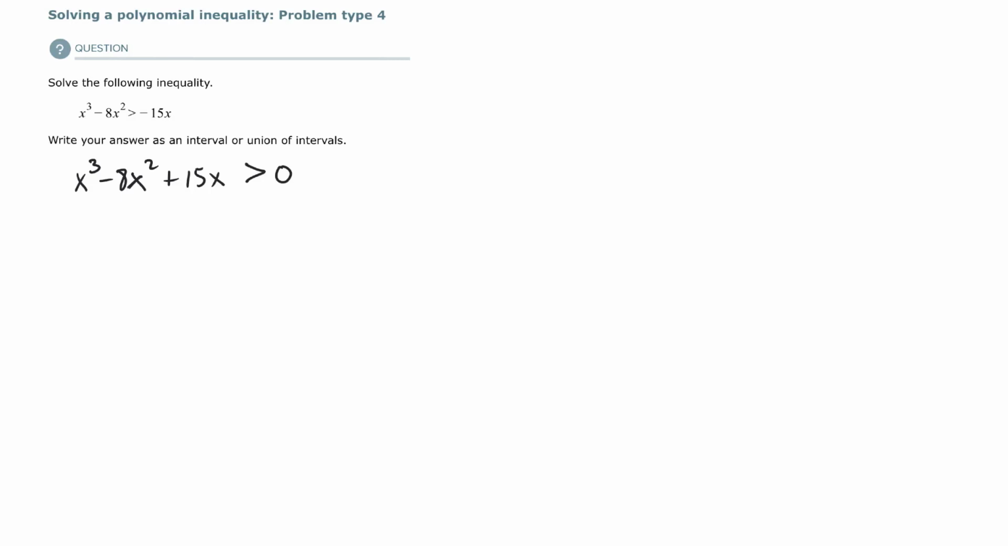Now, instinctively, you'll probably take out the greatest common factor. So x times x squared minus 8x plus 15. And now you have a trinomial, and you're probably going to react to that as well. You're just going to factor. Make sure you check your factoring. That is correct. I checked it.